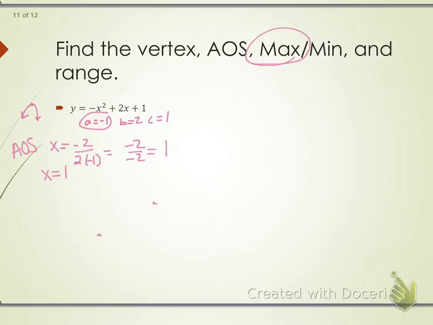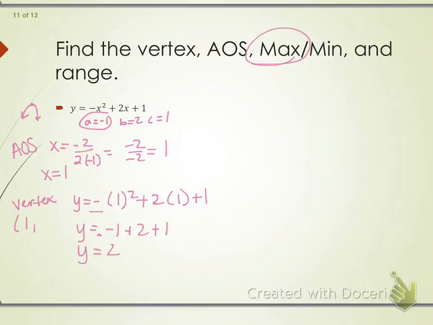We plug it in to find our vertex. So y equals negative times 1 squared plus 2 times 1 plus 1. So 1 squared is 1, but this negative on the outside keeps it at a negative 1. 2 times 1 is 2 plus 1. Negative 1 plus 2 is 1. 1 plus 1 is 2. So my vertex then is 1, 2. So if I did my sad face, my vertex would be at 1, 2.